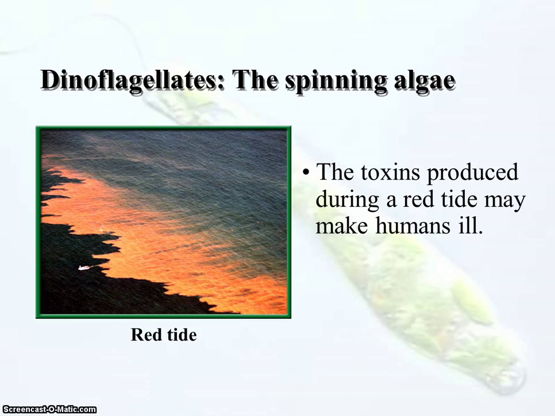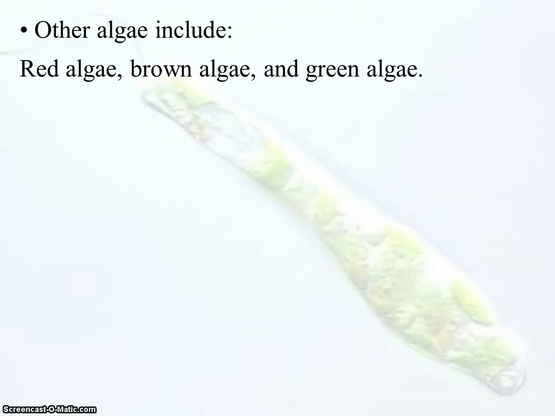Now, the red tides, these toxins that are produced through these processes that they carry out, they can be harmful to humans. And so when there are red tides, humans usually don't interfere with them because of the high amount of toxins that are produced during these times.